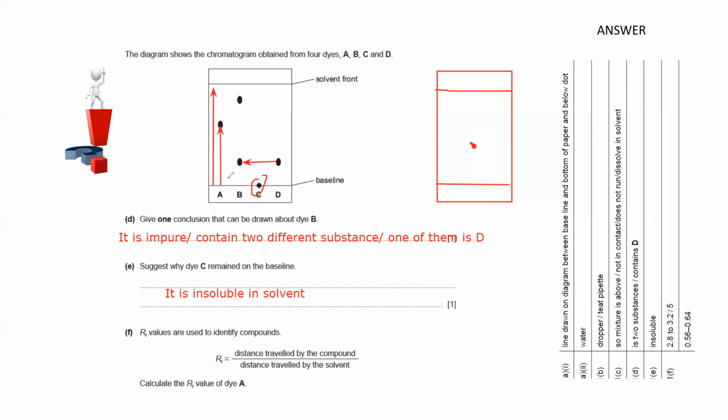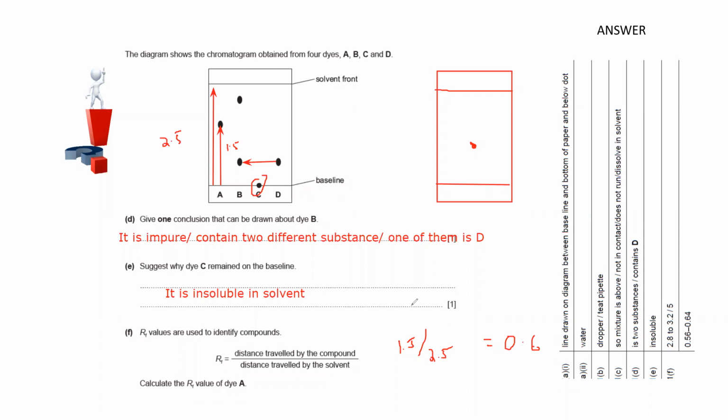So what about the Rf value of A? So you will measure. 2.5 is for the solvent and 1.5 for the spot. So 1.5 divided by 2.5 will give 0.6, so the answer is 0.6. Yes, Abdullah.